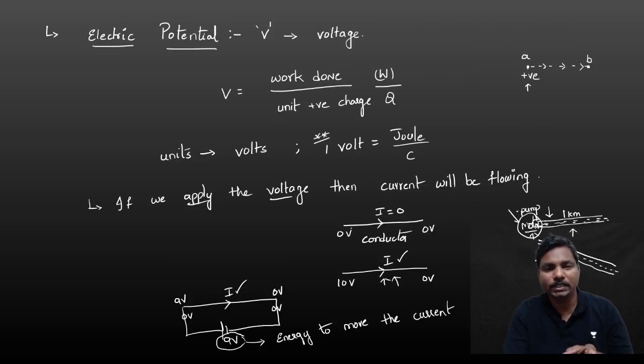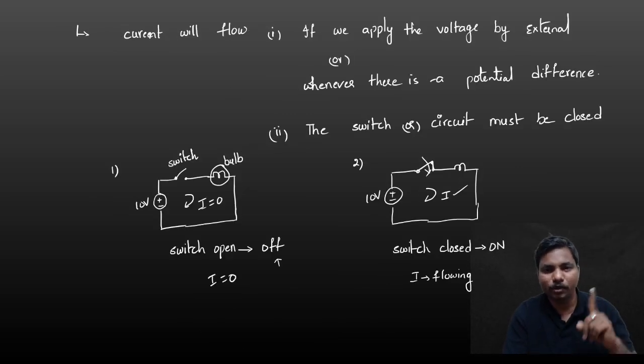Okay, so electric potential is nothing but work done per unit positive charge, that is joule per coulomb. 1 joule per coulomb is nothing but 1 volt. Whenever we apply the voltage or whenever there is a potential difference, current is flowing. Switch open means switch off. Switch closed means switch on. Okay, noted?